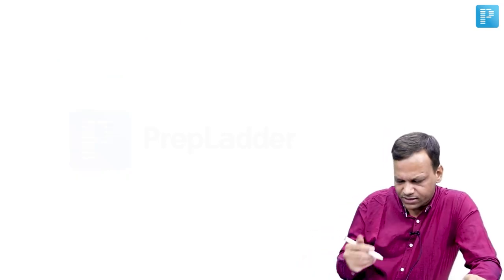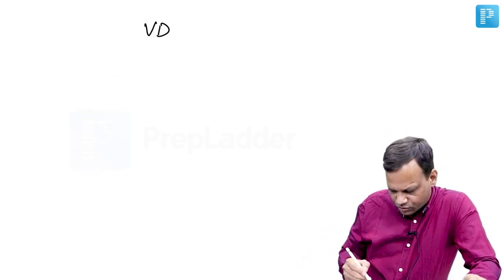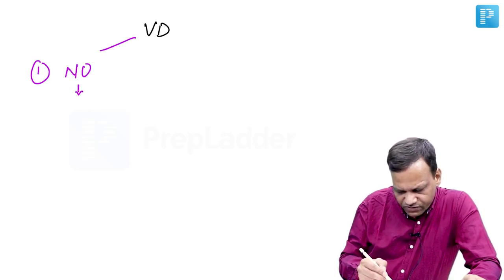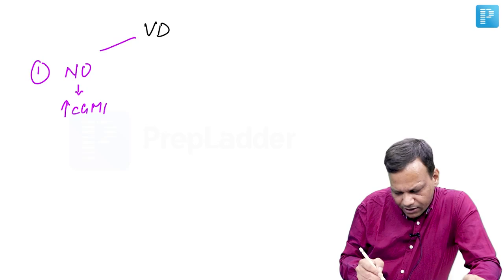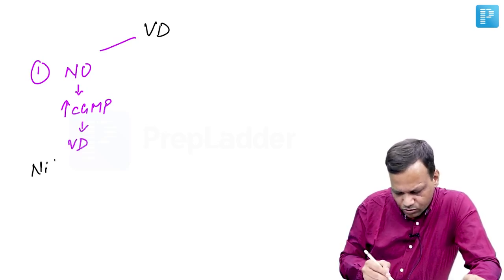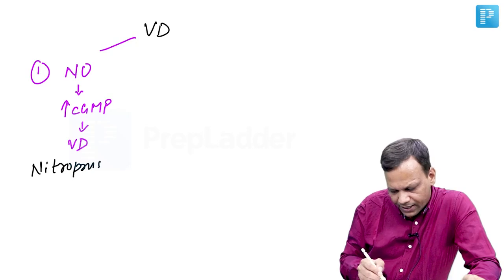Then coming to vasodilators, now we have some methods of causing vasodilation, like a drug may act by releasing nitric oxide, which will increase cyclic GMP, that can cause vasodilation. So drugs acting by this mechanism include drugs like sodium nitroprusside and hydralazine.